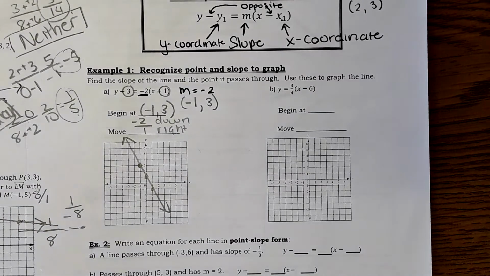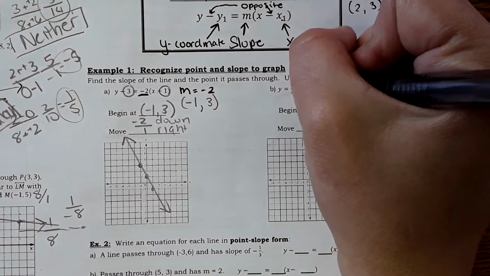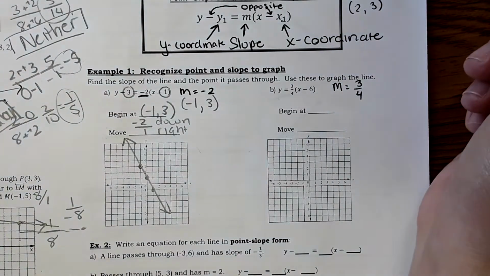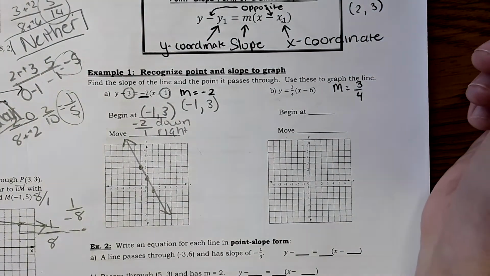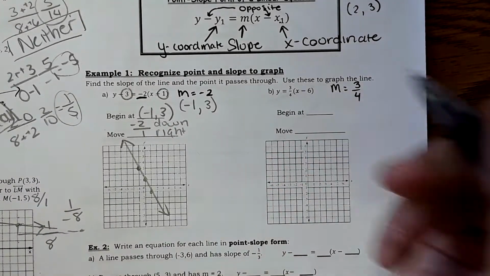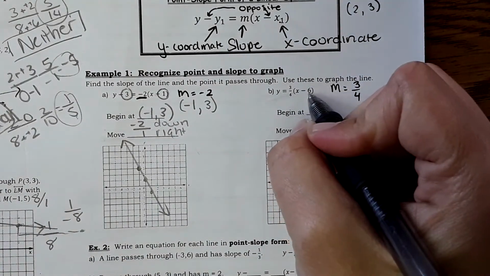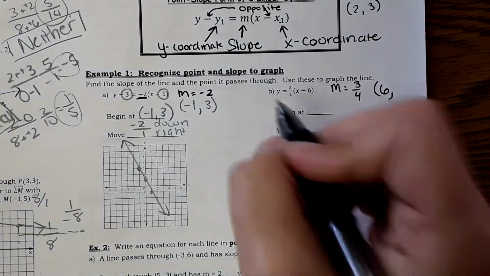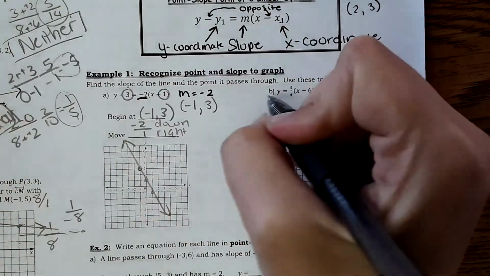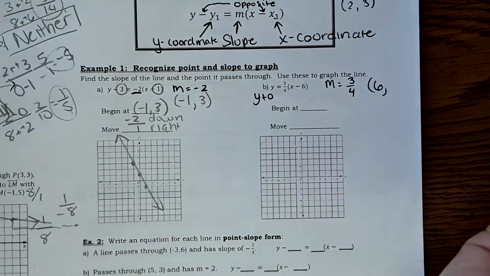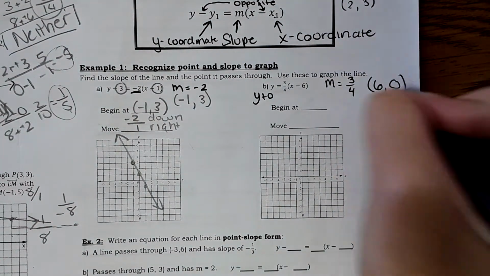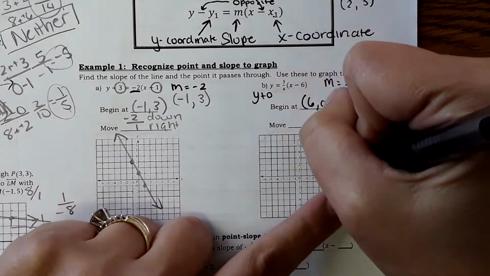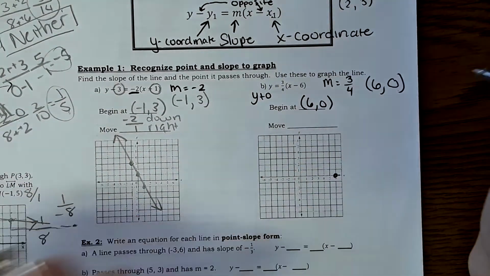Okay, next one, the same idea. We have our slope right here is 3/4, so m is 3/4. And then we need our coordinates, or coordinate that's on the line. We're using point slope again, so this will be our x coordinate, so our x will be +6. And then for the y coordinate, it has nothing on this side, but that would just be like y plus 0. So our y must be 0. So we're going to begin at 6, 0, and plot that point right here.